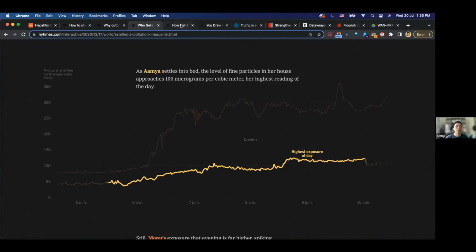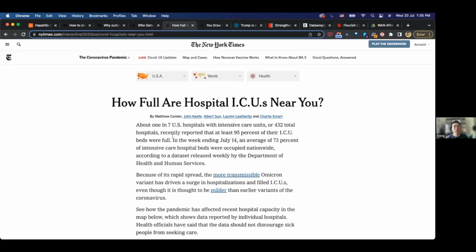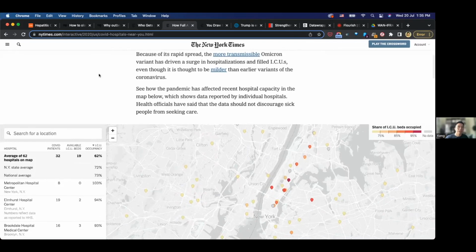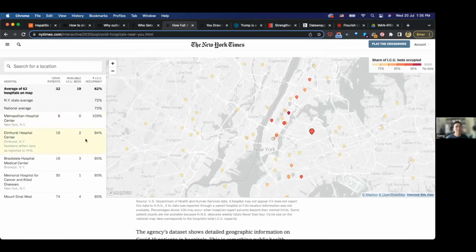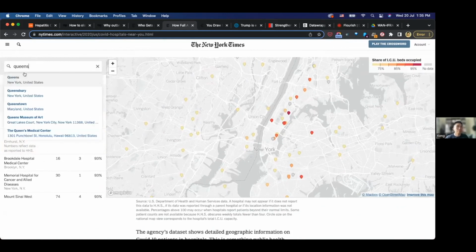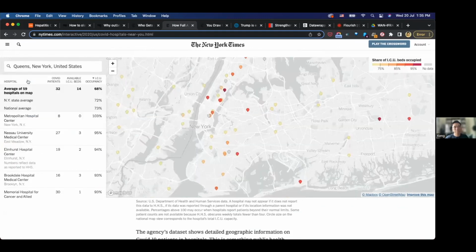So here's one story published by the New York Times. How full are hospital ICUs near you? So there's an interactive map. I think most of you have seen this kind of application before. You put in a location. For example, I used to stay in Queens in New York when I was studying there.